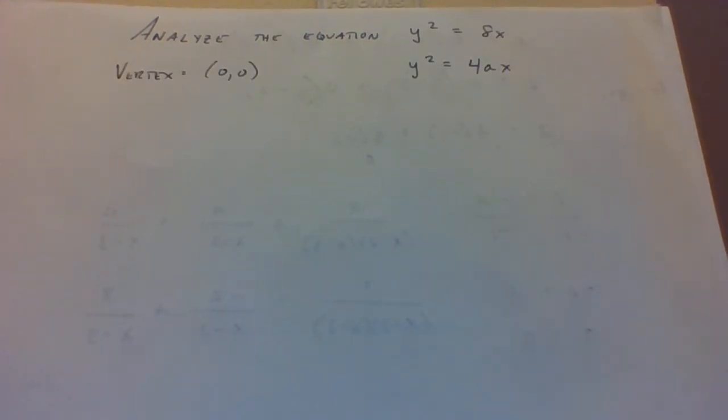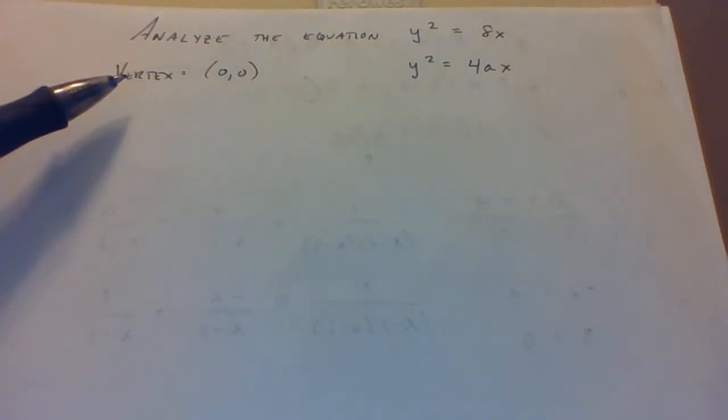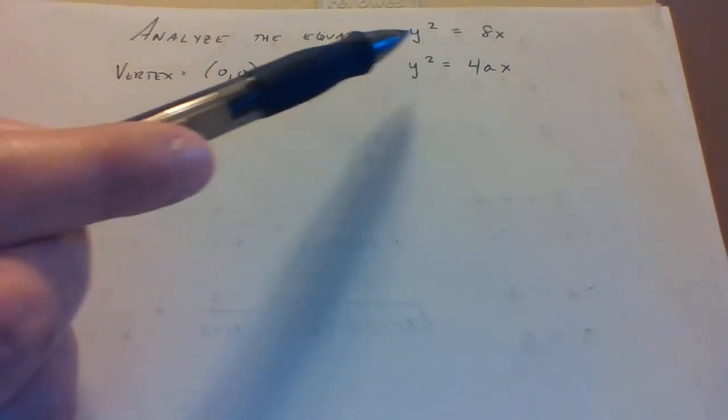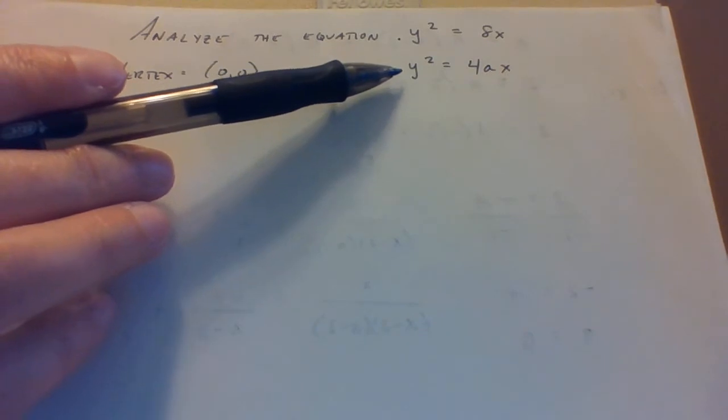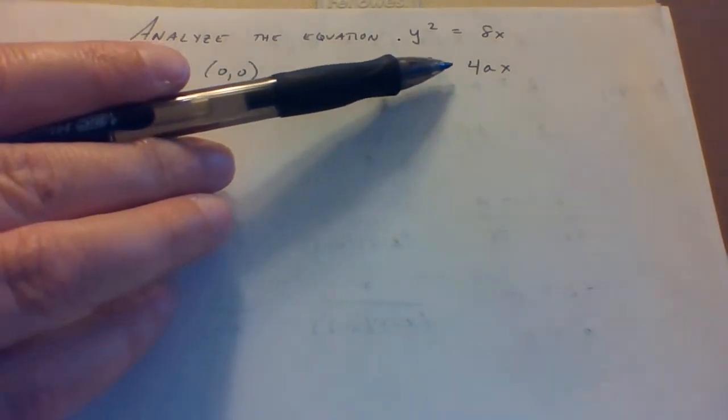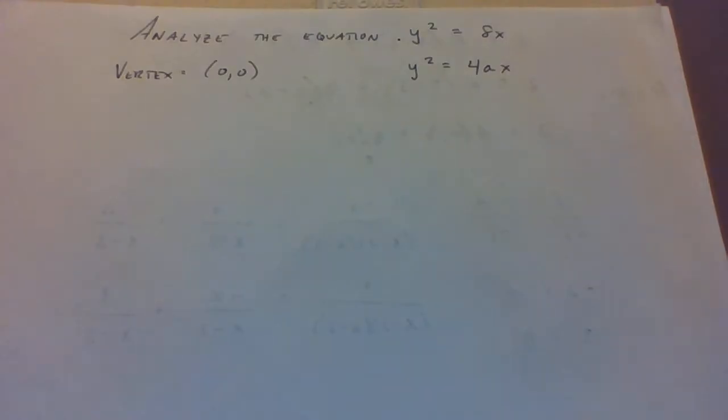The other piece of information that I can take off of this is that my vertex is going to have to be at the origin, or the point (0, 0), because I don't have any sets of parentheses here. I don't have y minus a k value or x minus an h value to work with. So here's our general form that we're going to work with: y squared equals 4ax. This is the equation of a parabola with vertex at (0, 0) and opening to the right. Let's go ahead and solve for our a value first.